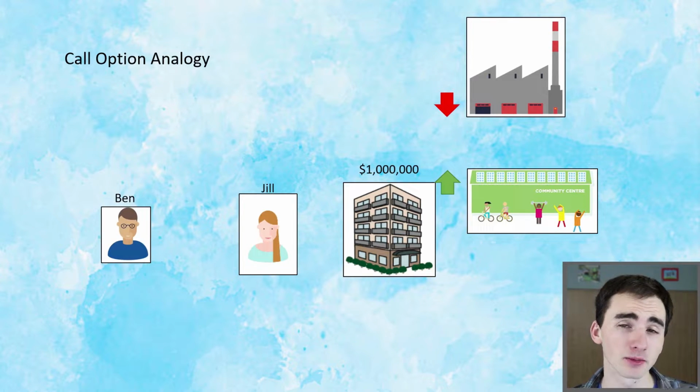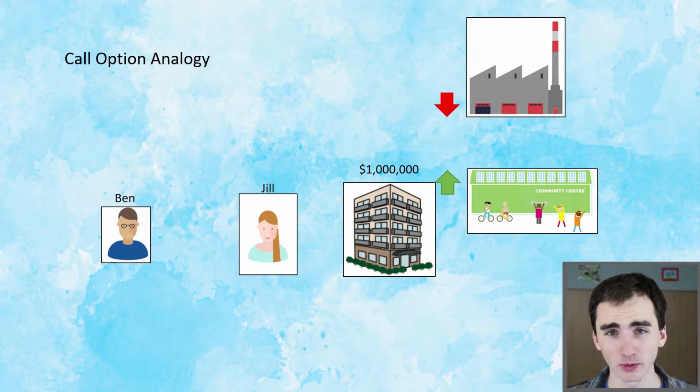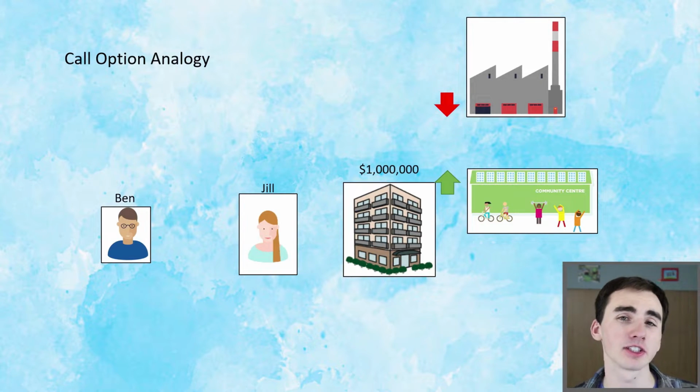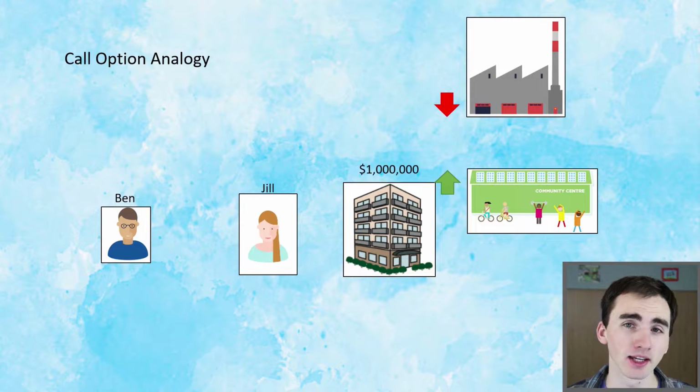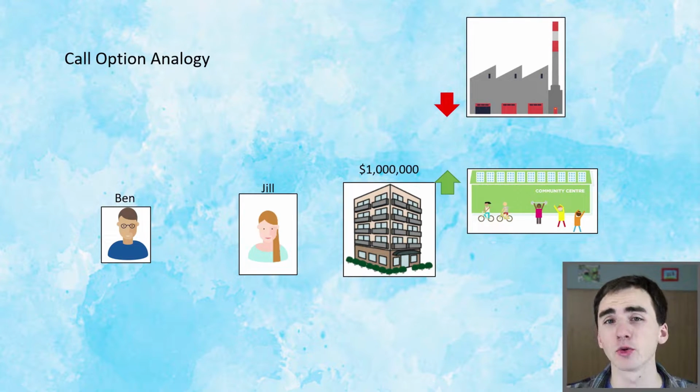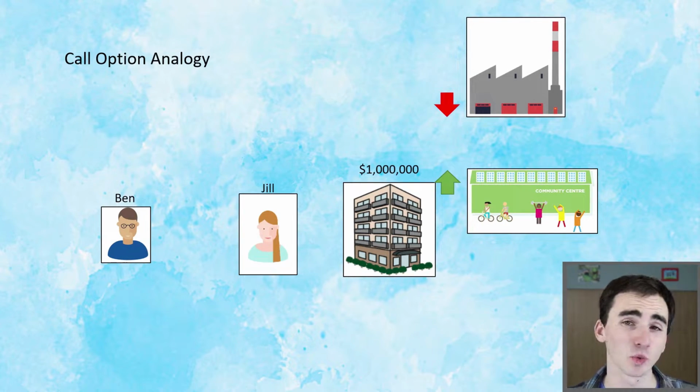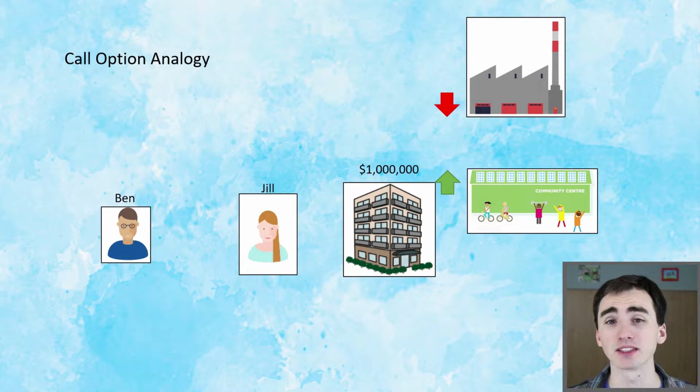Now, Ben comes along wanting to buy her apartment complex, but let's just say he needs some time to get a loan from the bank, and that's going to take like 20 days, and he doesn't want anyone else to buy the apartment complex in that time because he really wants this apartment.